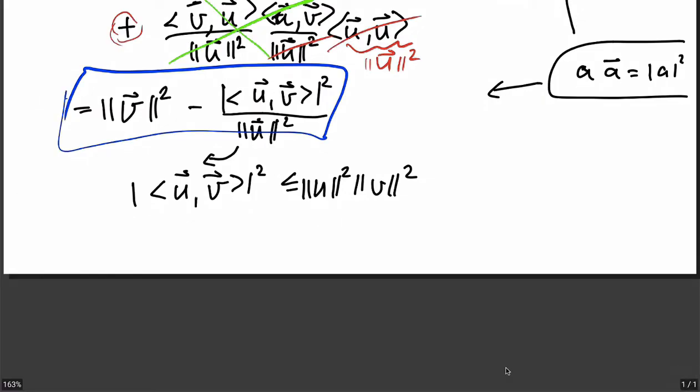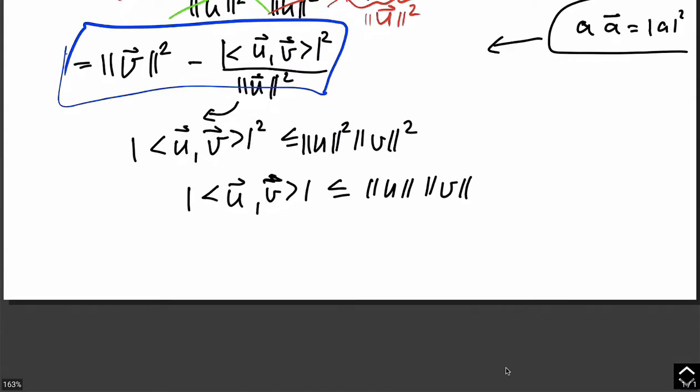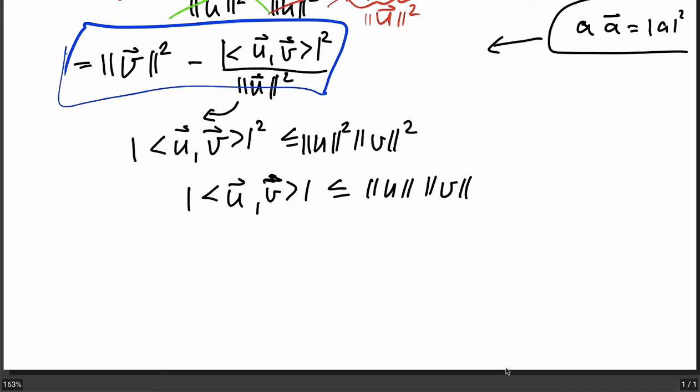Looking back, what we want to show, we have this inequality with squares. Squaring things is a monotonic operation. We also obtain from here the same inequality without square. So this proves the third property.